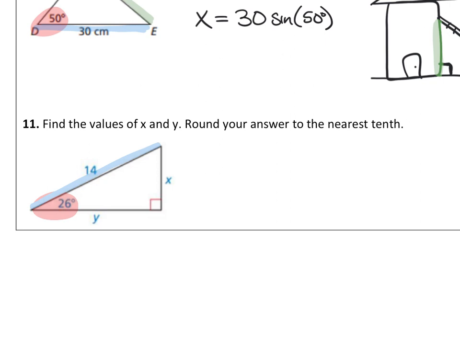Well, if we notice, x is the side opposite of my angle. So if I'm looking to solve for x, which trig function am I going to use to solve for x? Sine. So let's set it up. You guys tell me what to write down. It would be sine of what? Sine of 26 degrees. I guess I should use my colors. 26 degrees. Equal to what over what? X over 14, because it's opposite over hypotenuse.